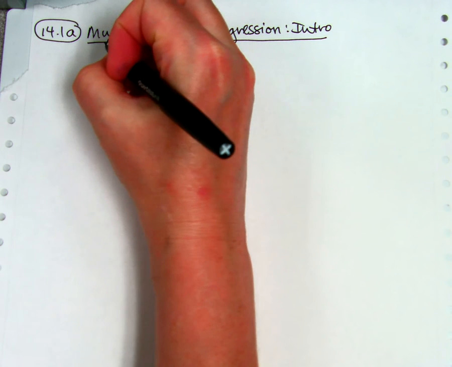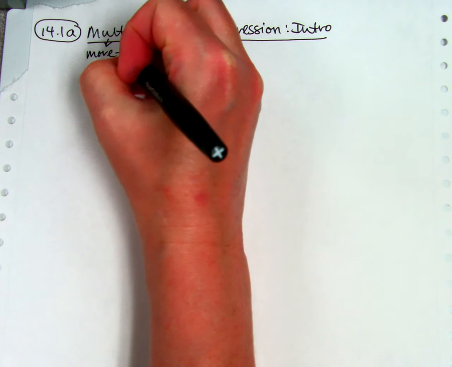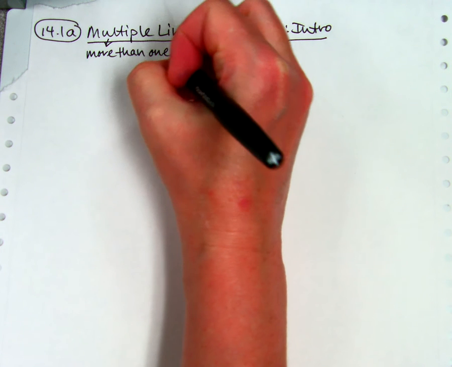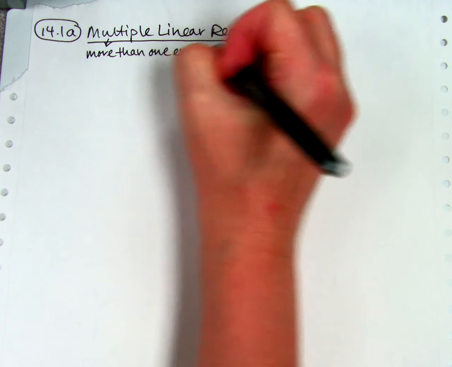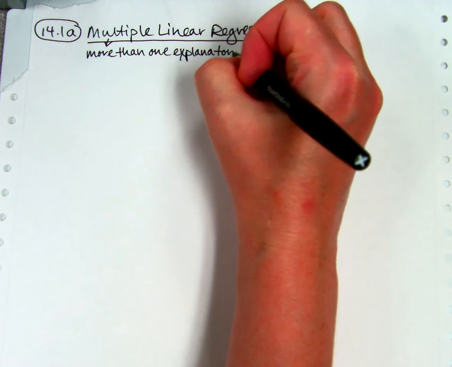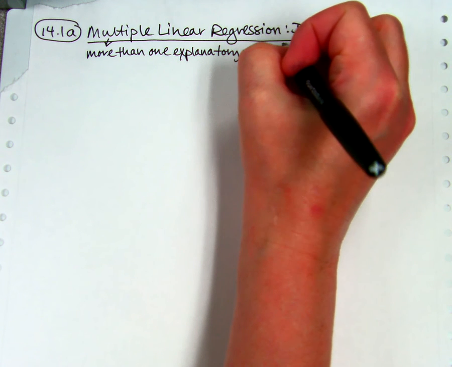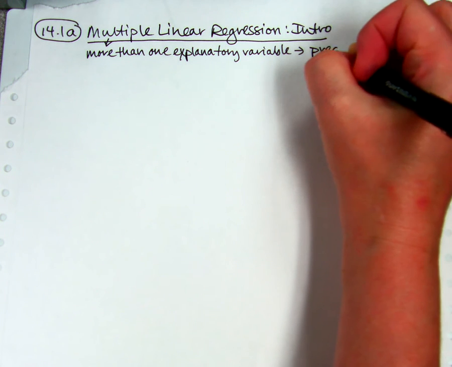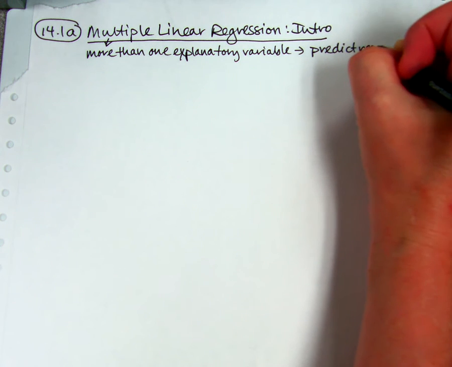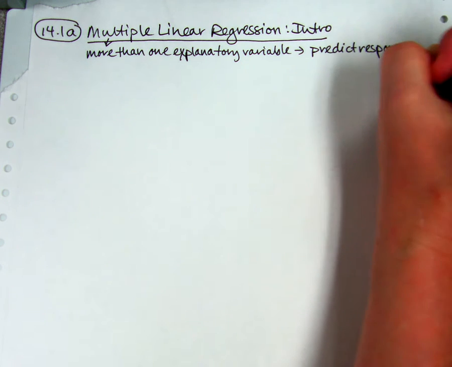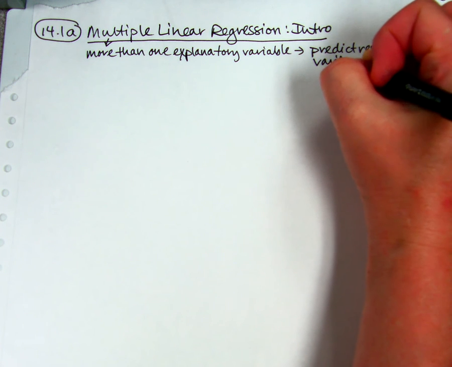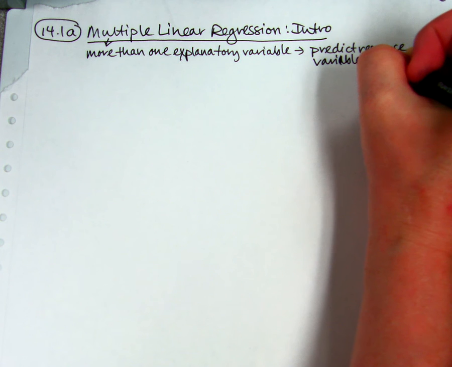So 14.1a is about multiple linear regression, and you can kind of guess that linear regression means predicting values on a line. Multiple means we are going to have more than one explanatory variable to predict our response. And we're going to use it to predict the value of a response variable, which is a quantitative variable.